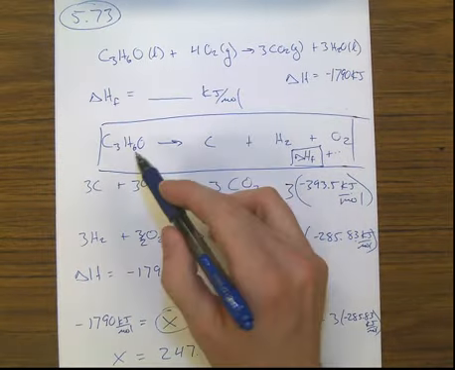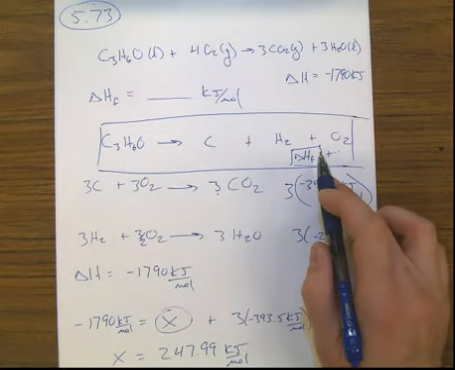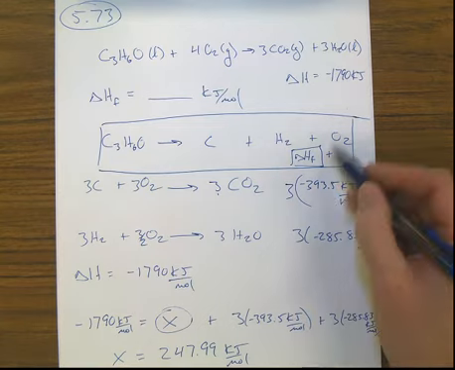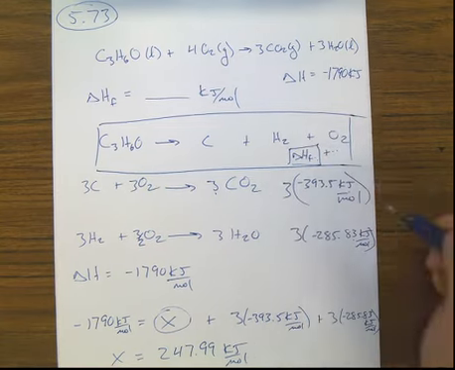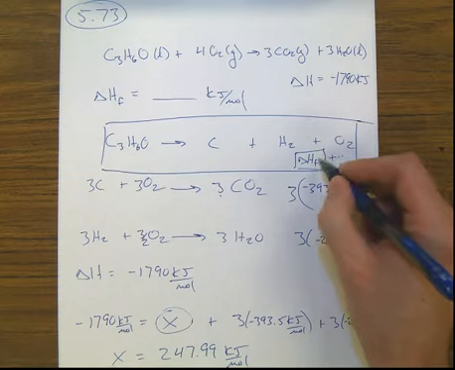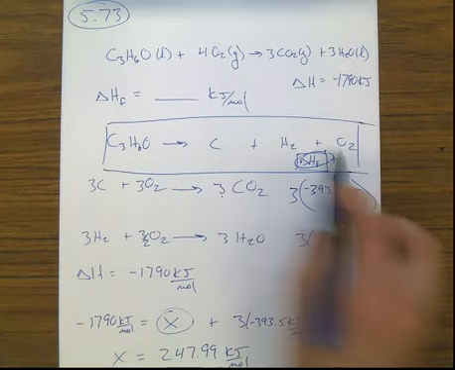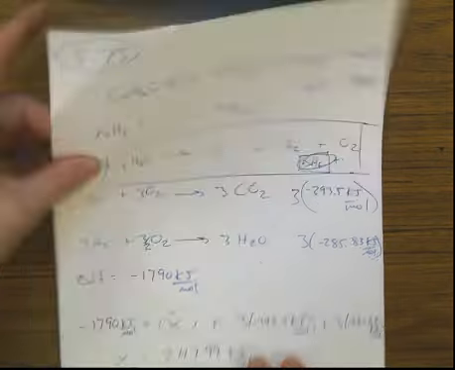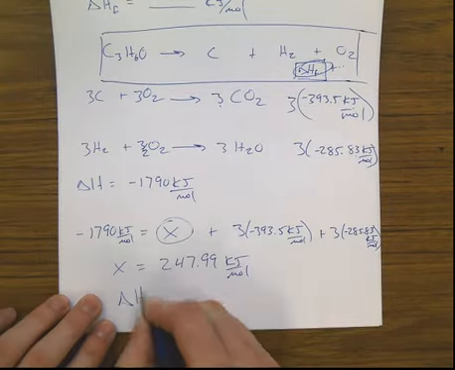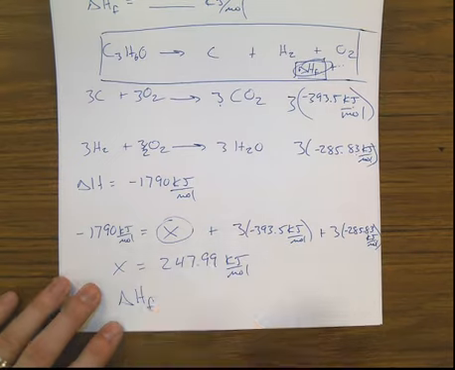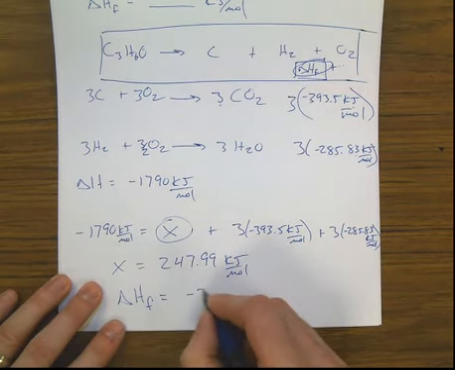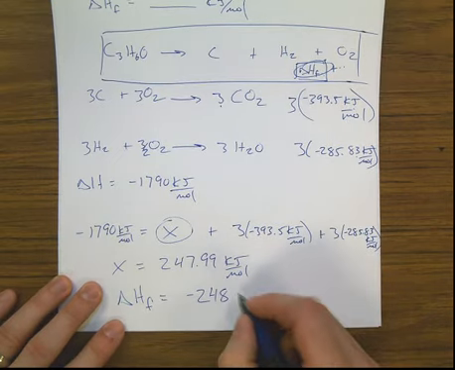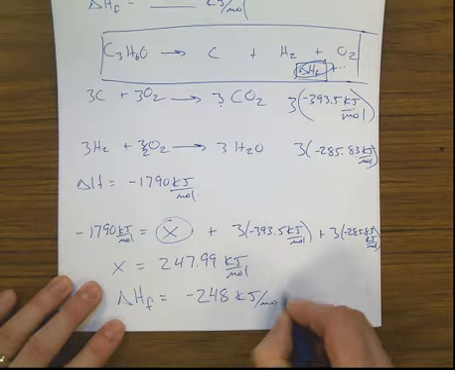That's acetone decomposing, breaking apart. I want to know what it is for it forming. So I want to know the opposite of what this delta H is that we found. So the delta H for the formation is going to be the opposite sign of whatever it was we just solved for. So delta H for the reaction, or for the formation of acetone, is actually going to be negative 247.99, which I'm going to round off to negative 248 kilojoules per mole.